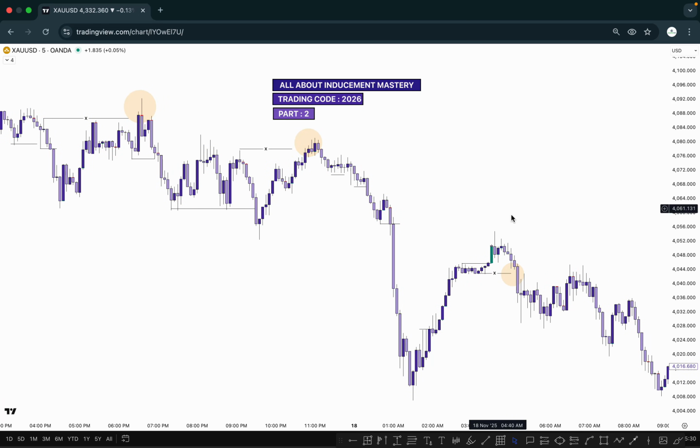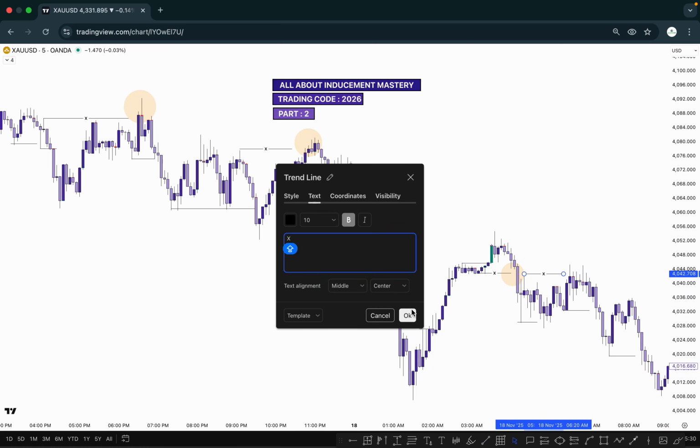Same thing is happening here. In this case, we can see the market pushing downside and creating the same thing again. This low is broken because in the first attempt the market was not able to go higher. So this high acts like an inducement right here. Again it breaks this low, again breaks this low, like this one. So this high acts like an inducement.